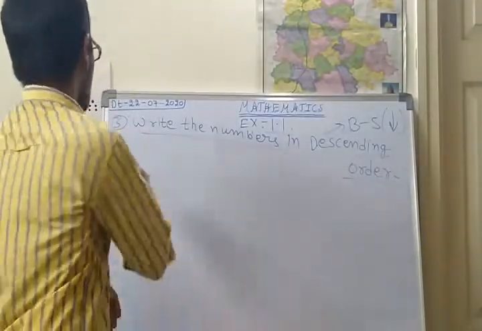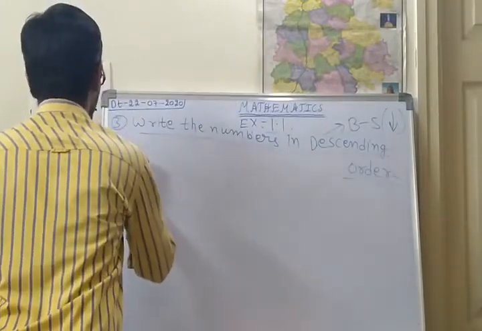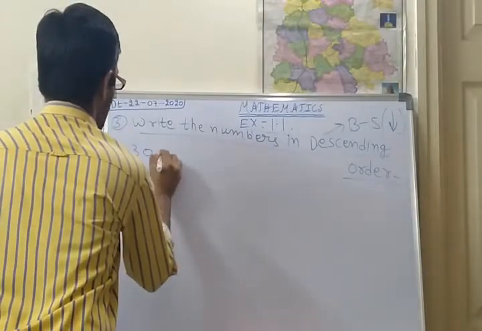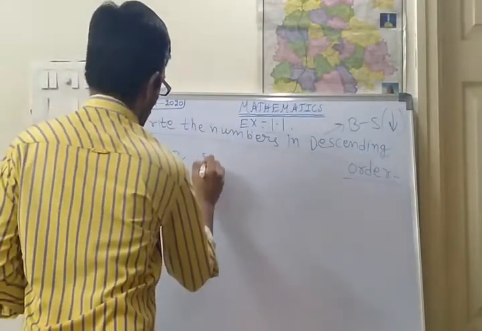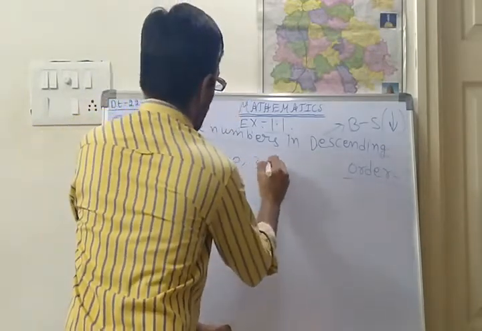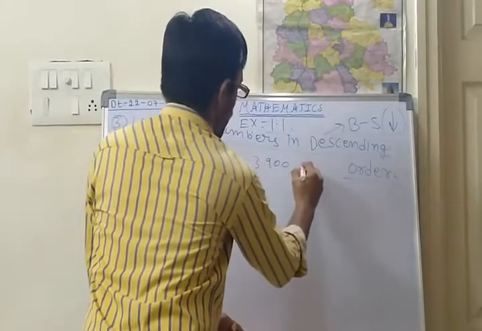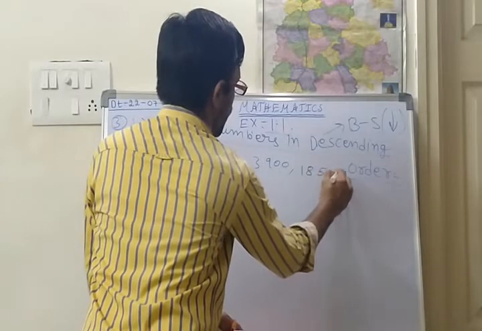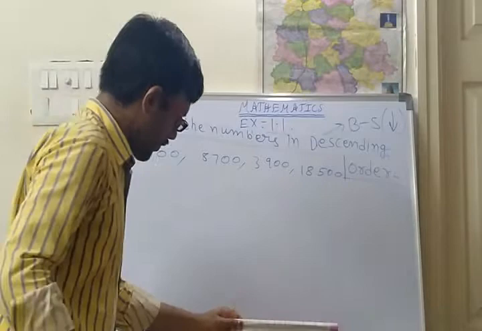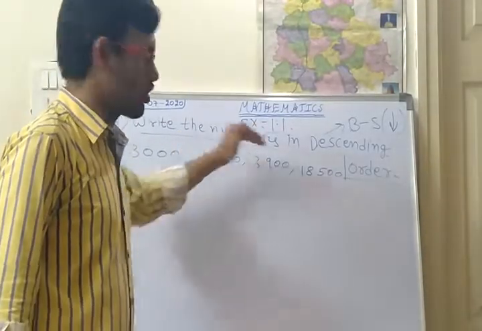So here see the first one. I am writing the second problem. Question: 3000, 8700, 3900, 18500. So 4 numbers are given. From this you should identify the biggest number to the smallest number.